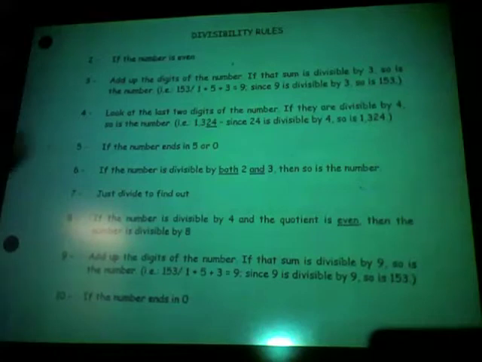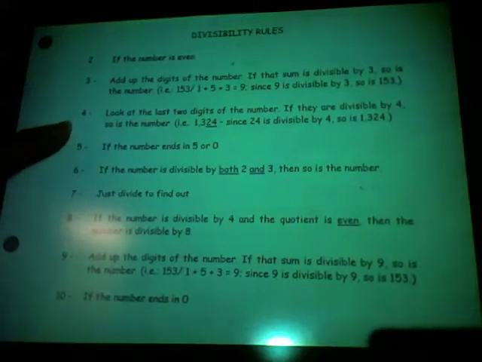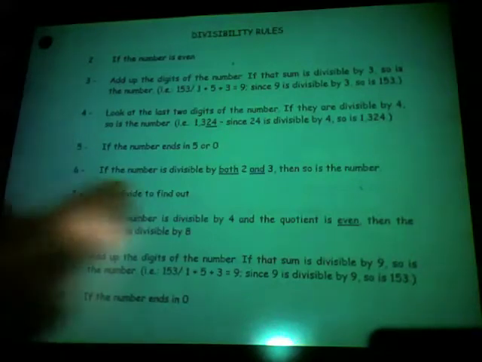This is one that you're not all that familiar with. You should be able to tell if any 2-digit number is divisible by 4, just based upon your factors. Once you get to numbers bigger than 2 digits, like 3, 4, 5 digits, all you have to do is look at the last 2 digits of a number.